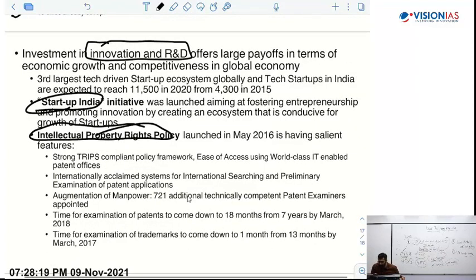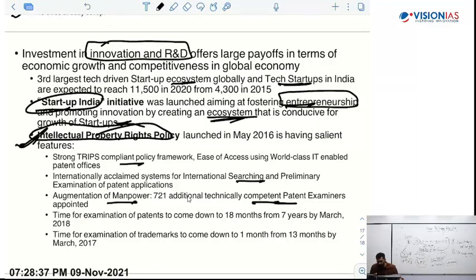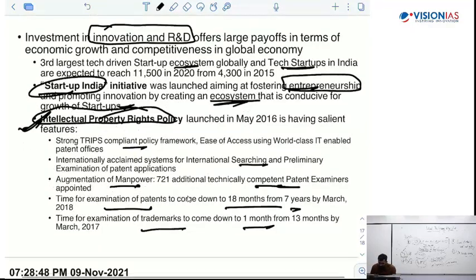Tech startups, startup ecosystem, fostering entrepreneurship, creating an ecosystem conducive for the growth of startups. IPR policy, a strong TRIPS compliant policy framework, international searching, augmentation of manpower, competent examiners, examination of patents to come down, time for trademarks to come down. So it is ease of access to how you can file a patent. This is what we were trying to do through the IPR policy. This is your Make in India.